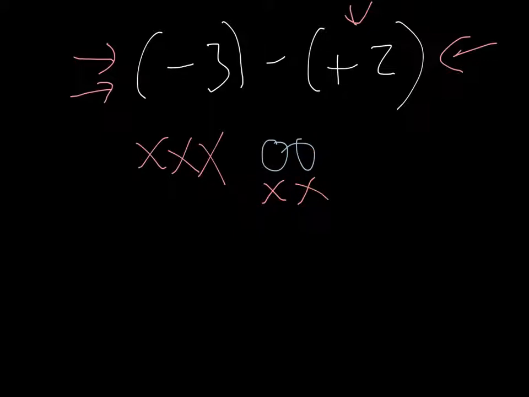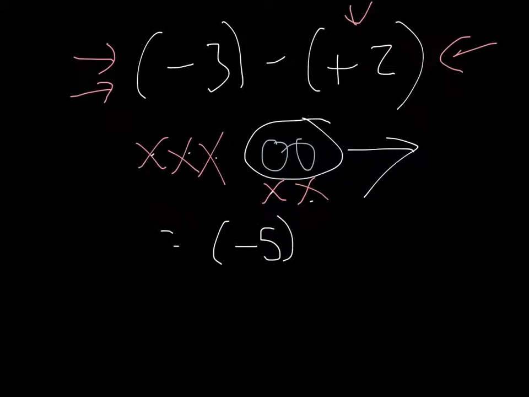Now I need to take away the 2 circles. So these are gone. What am I left with? 1, 2, 3, 4, 5 x's. That's negative 5. Hopefully that makes enough sense.